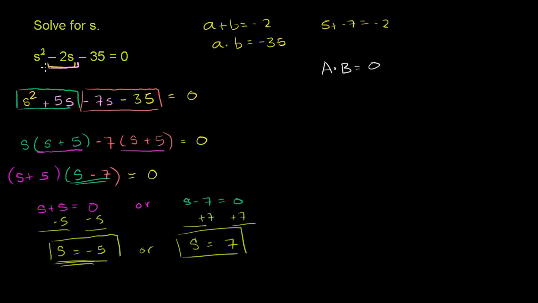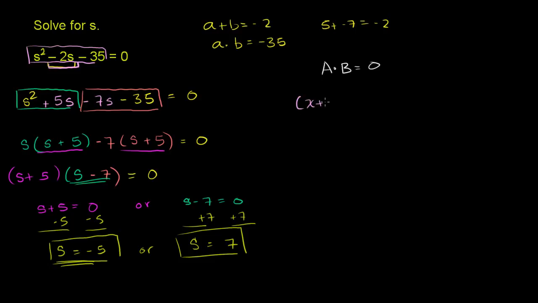We can even verify it. If you make s equal to -5, you have positive 25 plus 10, which is 35, minus 35. That does equal 0. If you have 7, 49 minus 14 minus 35 does equal 0. So we've solved for s. Now I mentioned there's an easier way to do it. When you have 1 as the leading coefficient, you don't have to do this two-step factoring. Let me just show you an example.